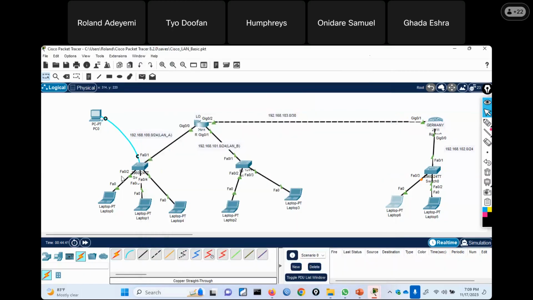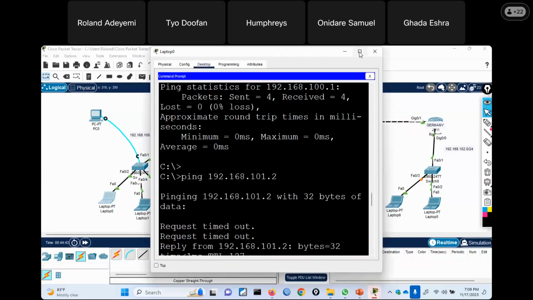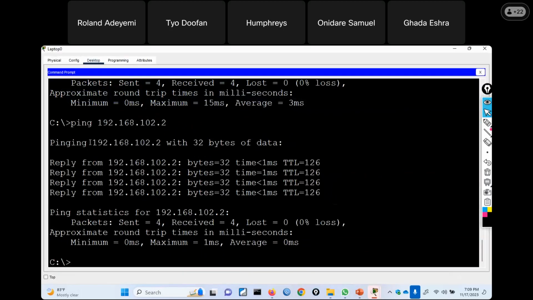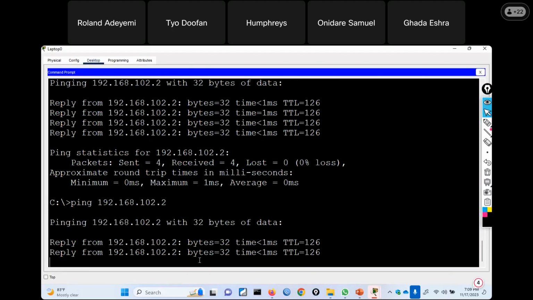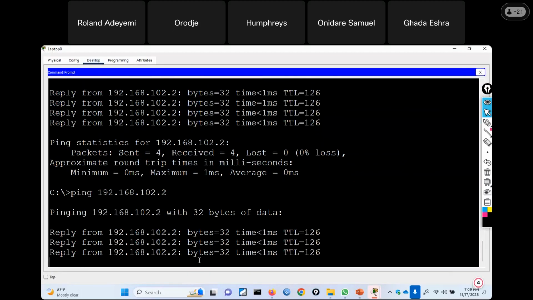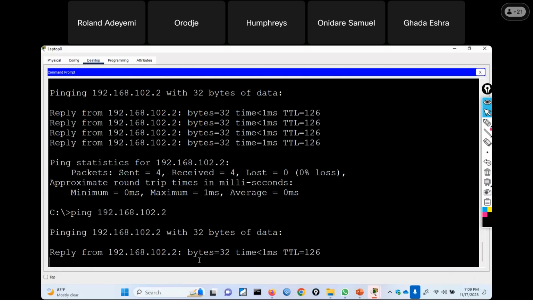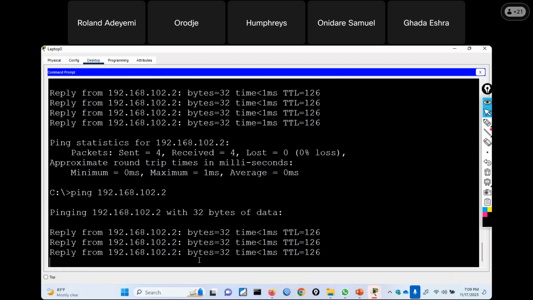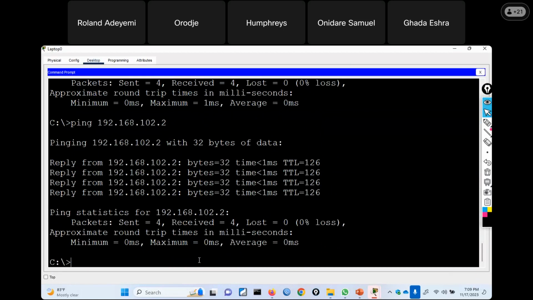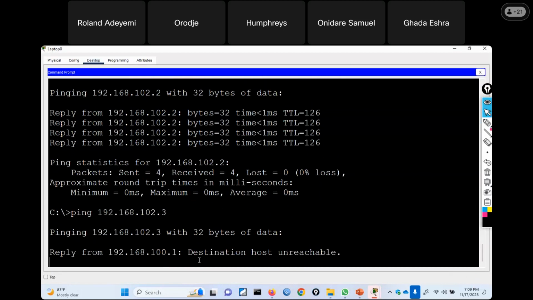So now, let's go to this computer and see if you can ping that .2. We had pinged that .2 before because we specified the whole network. So let's find out if you can ping that .2 again. You're seeing it's pinging that .2. But guess what? The .3 that I just added is also part of that 102 network. Can this computer talk to .3?